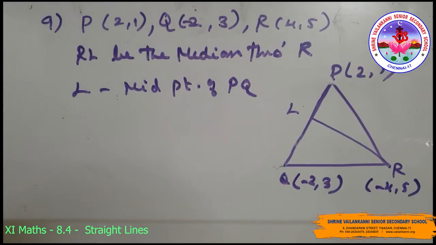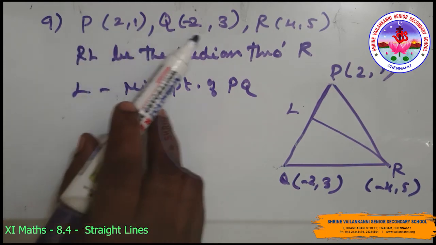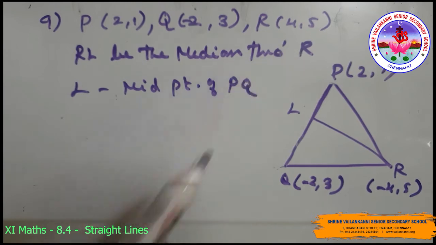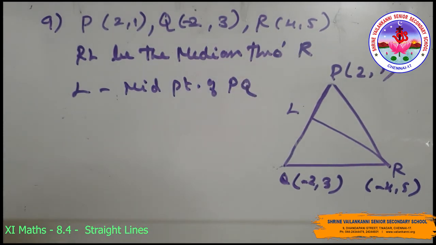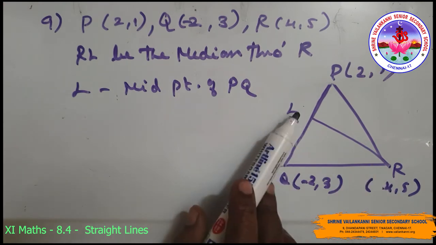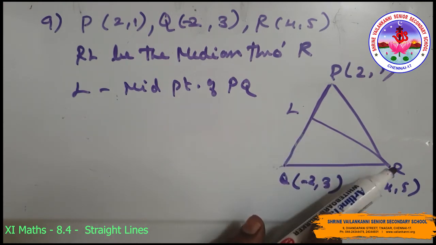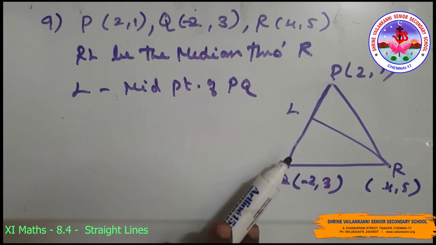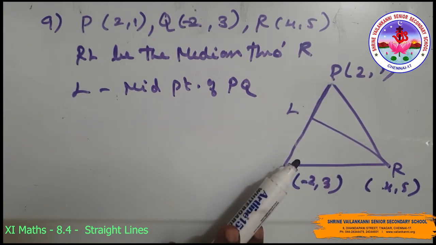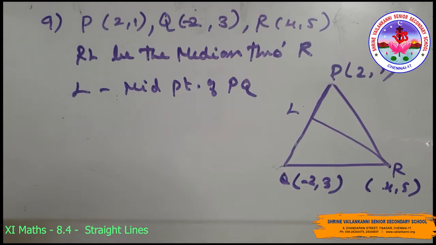9th question. The vertices of triangle PQR are P(2, 1), Q(minus 2, 3) and R(4, 5). Find the equation of the median through the vertex R. It is given that the vertices of triangle PQR are P(2, 1), Q(minus 2, 3) and R(4, 5). Let RL be the median through the vertex R. L is the midpoint of PQ. So using the midpoint formula, we can find the coordinates of L.